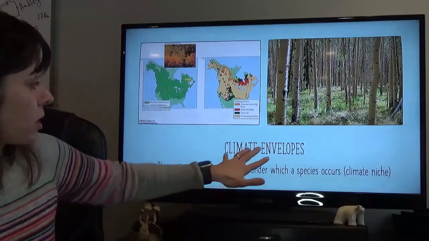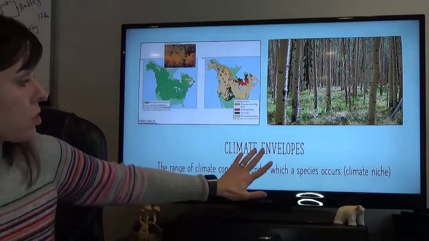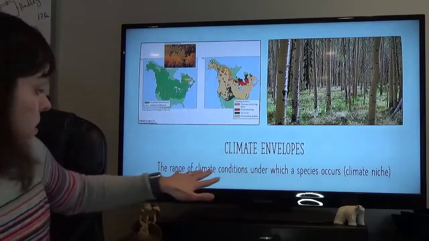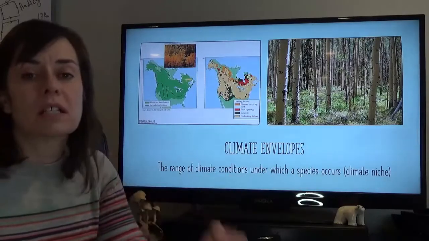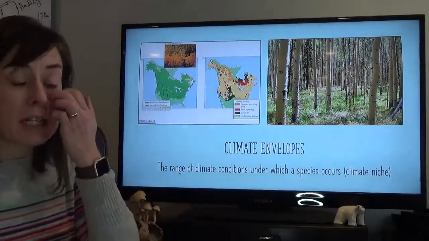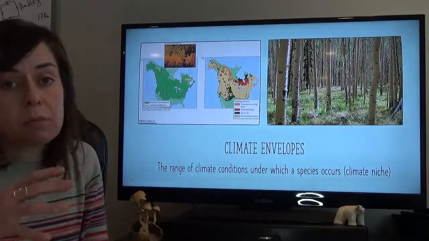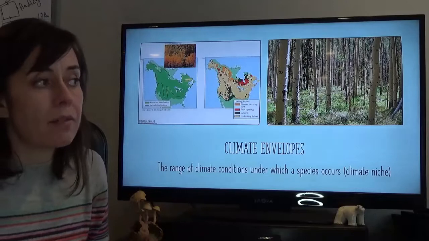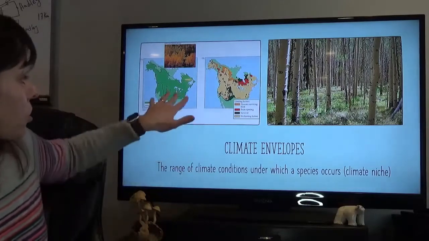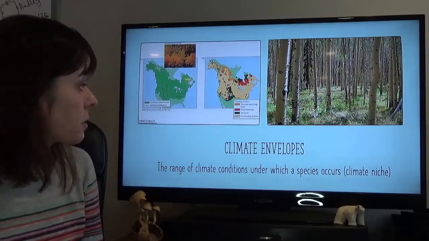And so when we think about species distributions, you often hear the term climate envelopes, and these are the range of climate conditions under which a species occurs, or its climate niche. And again, that can be constrained by biotic interactions that alter the range of that particular species.